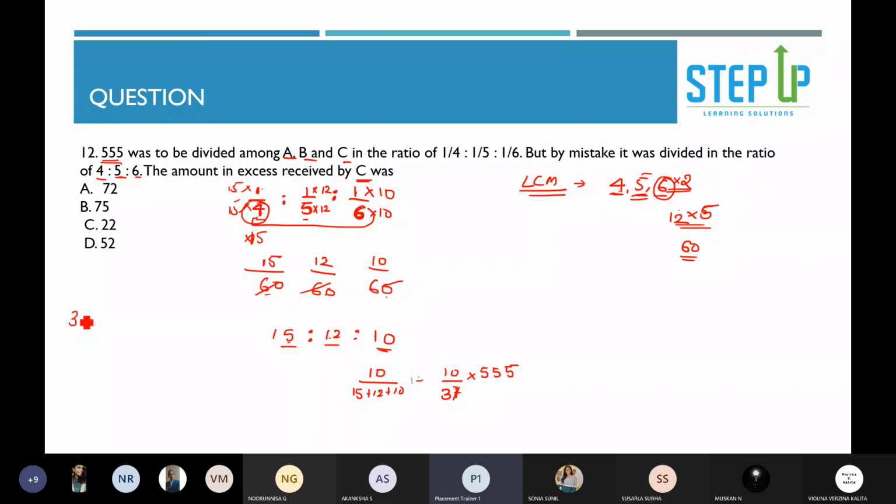So 37 into 5, will it give you? I don't think so. 5, 7, 35, 3, 5, 3, 15. And okay, let me check with 15. 15, 7, 105. Yeah, this is working. 15, 7, 105. 10 will be carried forward. 15, 3, 45 plus 10. 555. Isn't it?